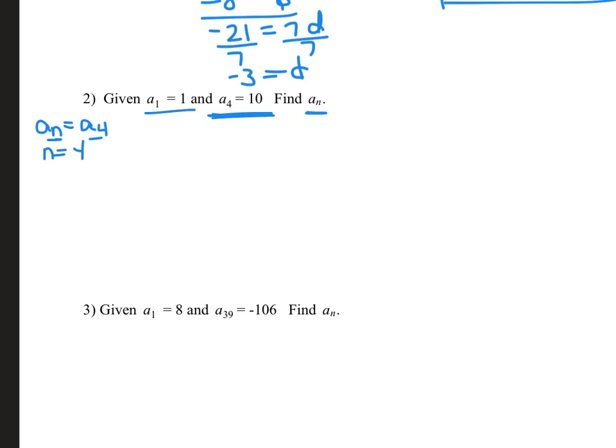So again, I'm going to take this in two steps. I'm going to first just plug in my n, and then I'm going to plug in the terms that I know. Okay, so I plugged in n here for 4, and then I'm plugging in my n here. Okay, so then my a sub 4 is 10, my a sub 1 is 1.